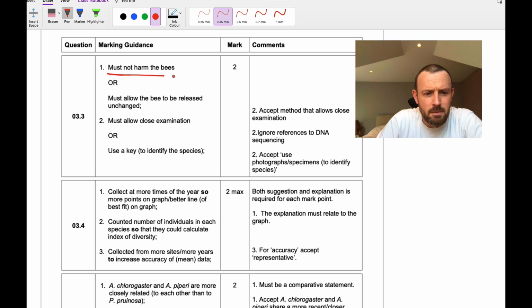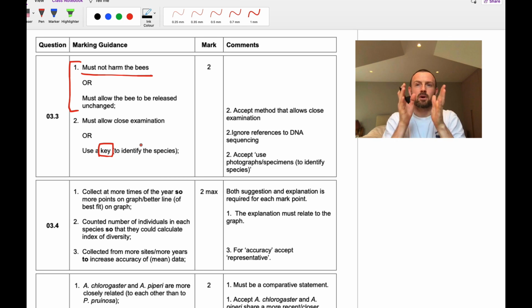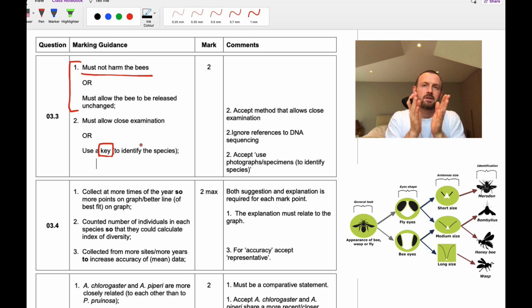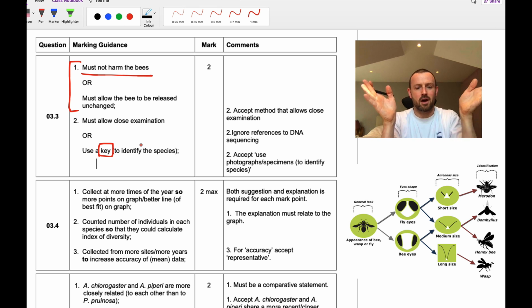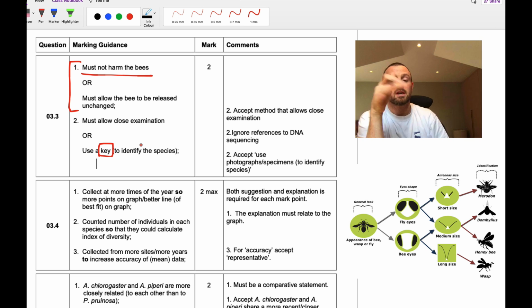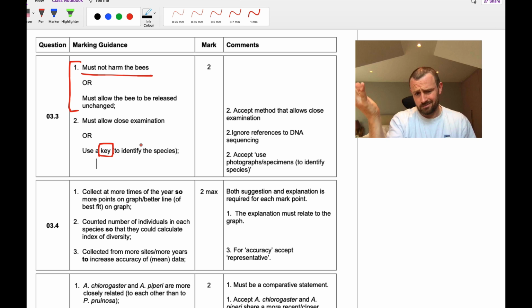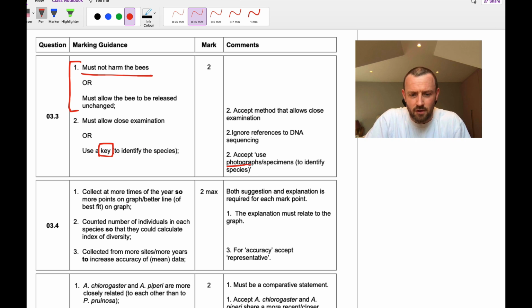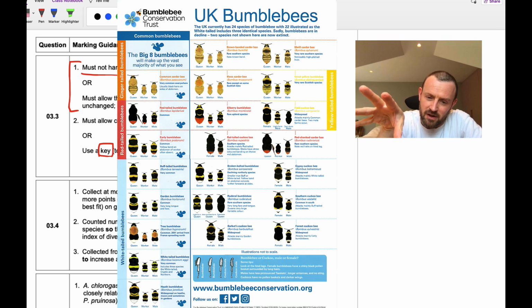Yep, okay, so must not harm the bees, that's the ethical thing, or allow the bee to be released unchanged. This is the ethics. And the second part, yeah, I would think I would have got the mark. A key is a good word to use. Now, technically, a key is one of those flow diagrams that says, is the bee yellow, yes or no? If no, is the bee orange or black? If it's orange, does it have parts of black or is it fully orange? And you go through that process of yes or no questions, and it gives you what bee you've got. Okay, but it would have accepted photographs or specimens to identify species. Okay, here's a picture of a bee chart. Go have some fun, identify some bees.